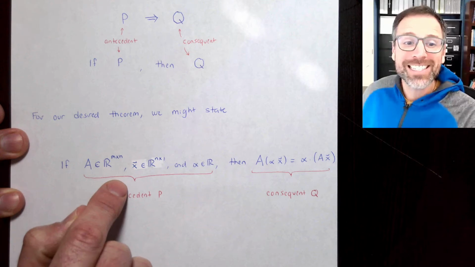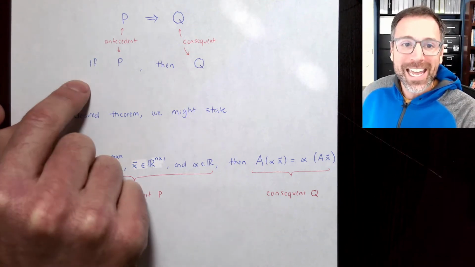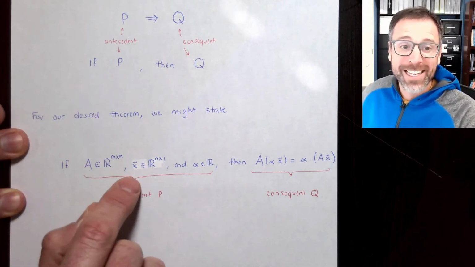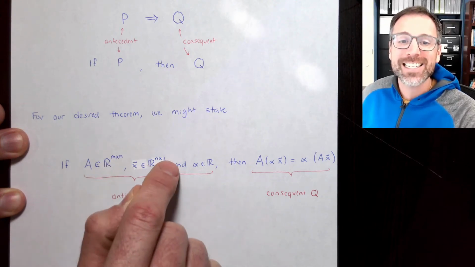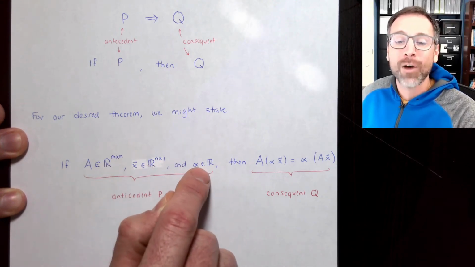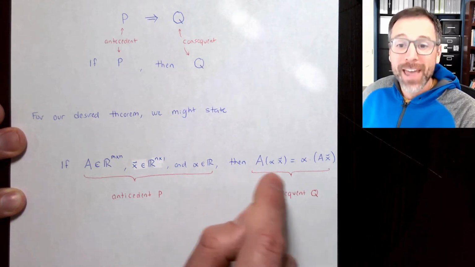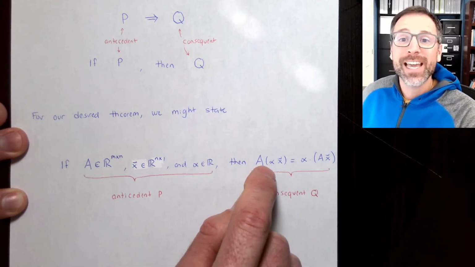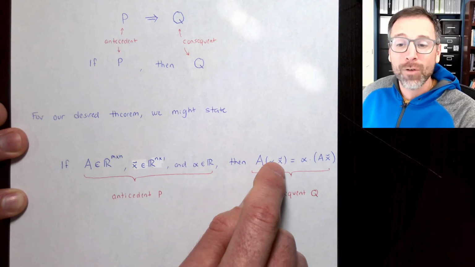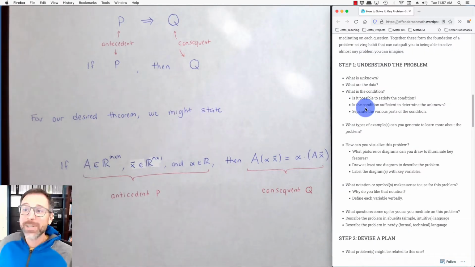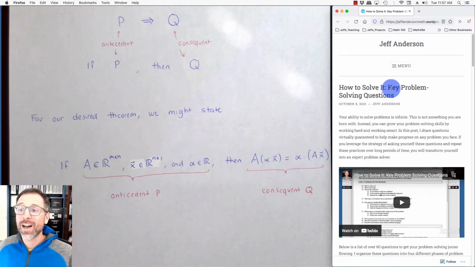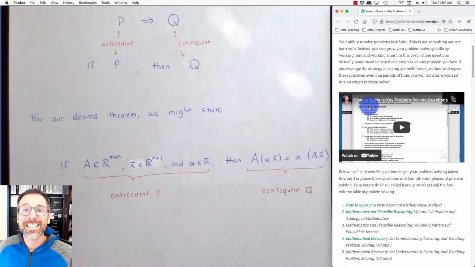Let's explicitly state the antecedent. So if P, we'll go ahead and write the antecedent out. If A is an m by n matrix, x is an n by 1 vector, and alpha is a single scalar, then Q: it must be the case that A times alpha times x is equal to alpha times A times x. Just like we did before, we're going to use the key problem-solving questions to get deep insights into what we're trying to do as we devise a plan for the proof that we're looking for.